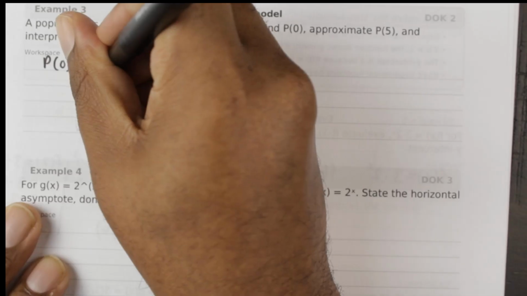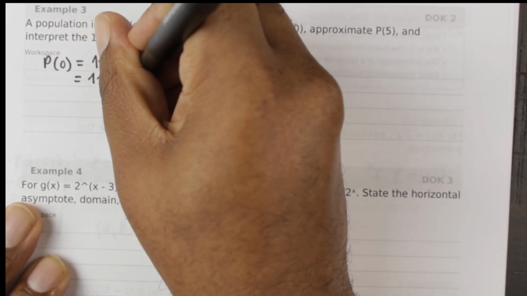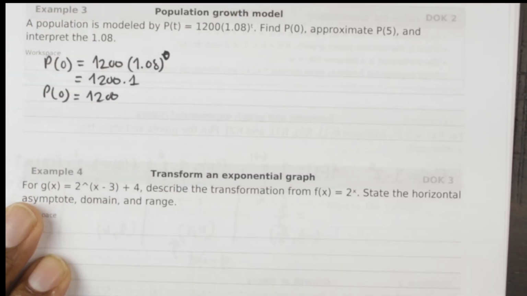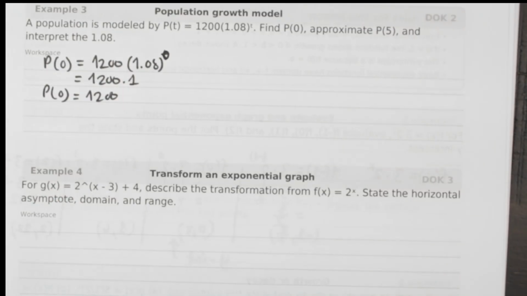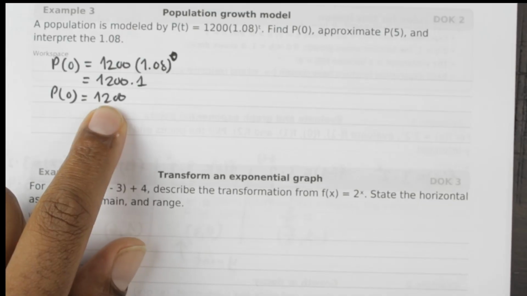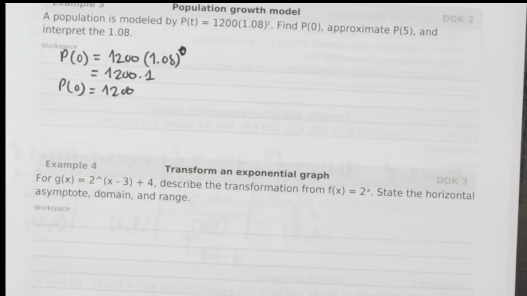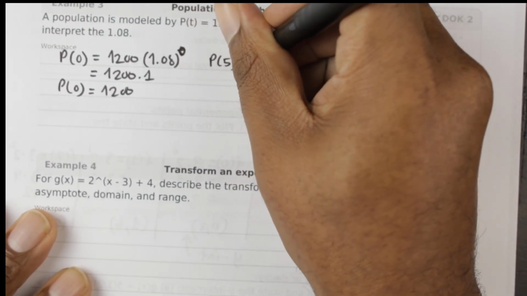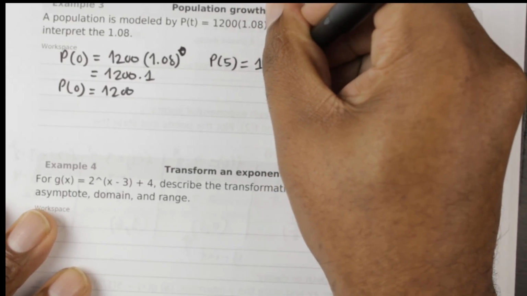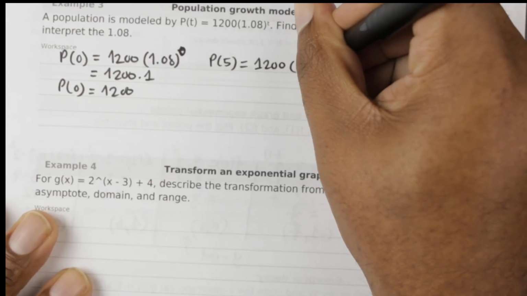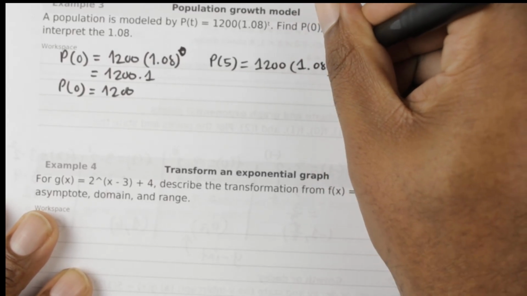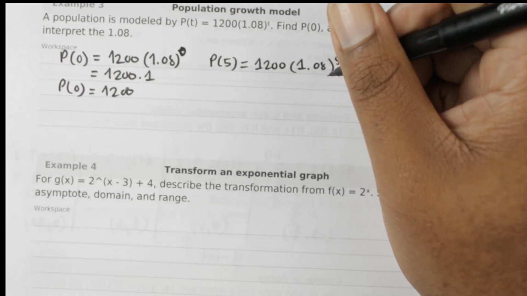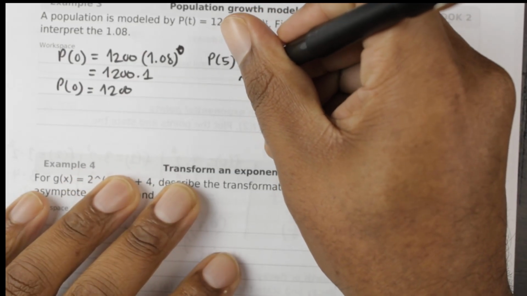That would be 1200 times 0 is 1200. So the initial population is 1200. Now let's find P of 5. So P of 5 is 1200 times 1.08 raised to the fifth. So we're going to approximate it using a calculator.